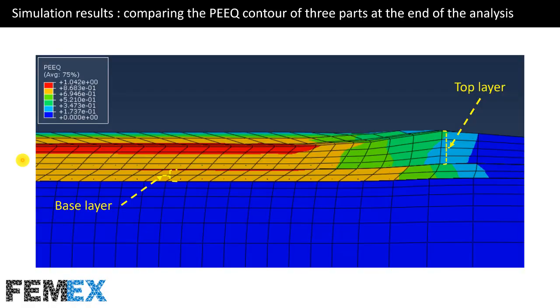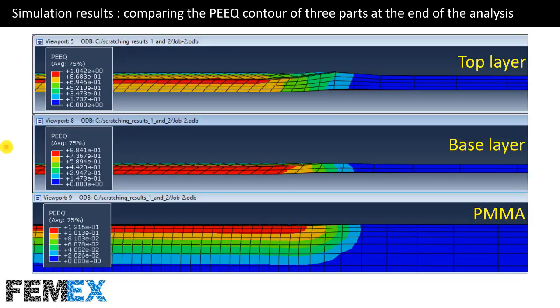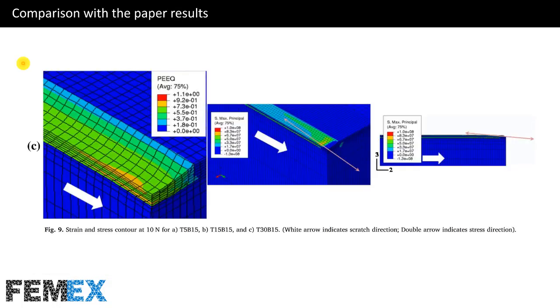Here, I want to compare the PEEQ contour of three parts at the end of the analysis. This is the base layer, this is the top layer, and this is the PMMA. As you can see, for all of the three deformable parts, the PEEQ is greater than 0. It means that in all of the three parts, we have plastic regions. But in the top layer, the maximum value of PEEQ is more than the maximum value of PEEQ in the other deformable parts.